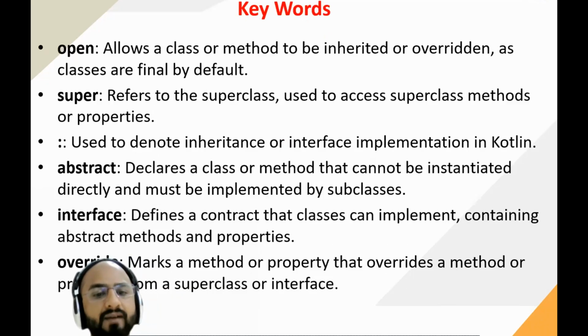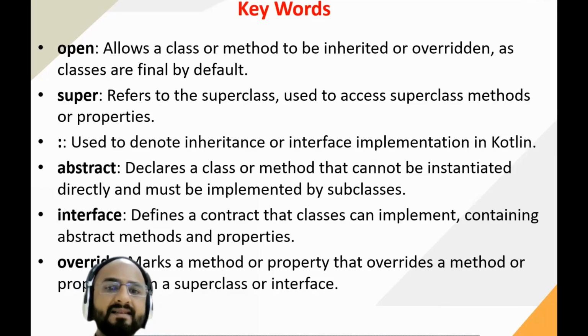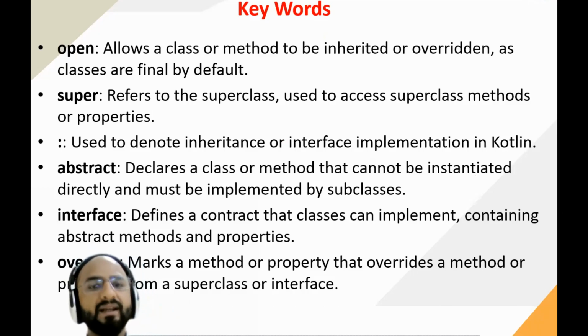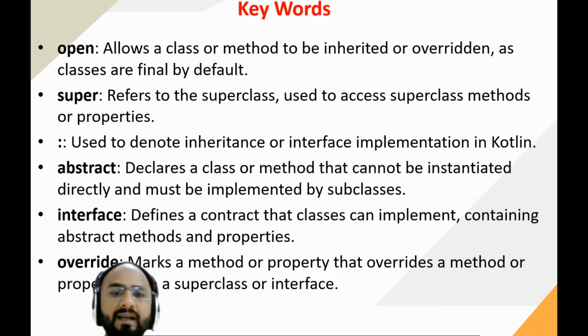Keywords. What are the keywords that we have covered in today's lecture? Open. The open keyword allows a class or method to be inherited or overridden, as classes are final by default and methods are also final by default. Super. The super keyword is used to refer to the superclass. You can call a superclass constructor, you can call a superclass method, and you can access the property of the superclass by using the super keyword.